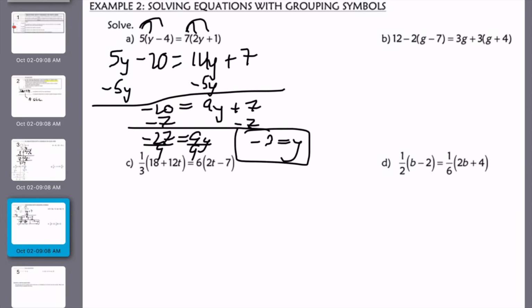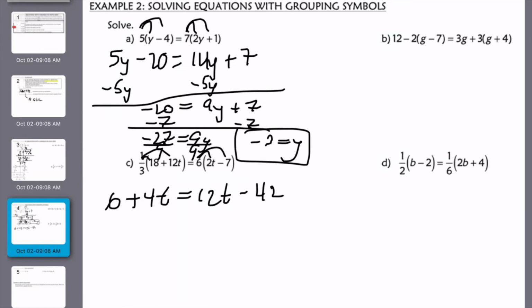Let's try another one. So I have 1/3 times 18, 1/3 times 12t, and 6 times 2t, and 6 times negative 7. So 1/3 times 18, or 18 divided by 3, is actually just going to be 6. And 1/3 times 12t, or 12t divided by 3, is going to be 4t. Equals 6 times 2t is 12t, and 6 times negative 7 is going to be negative 42.